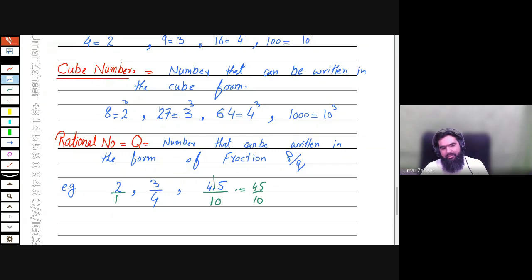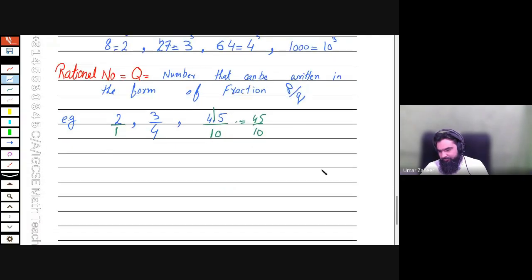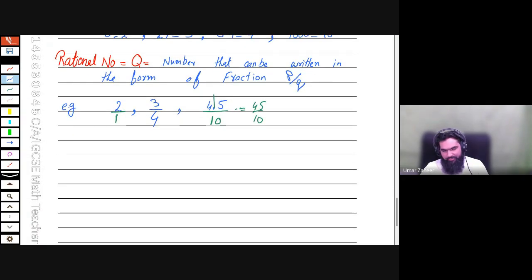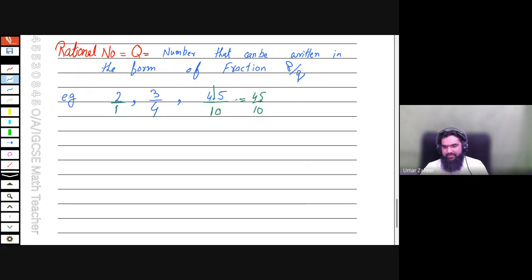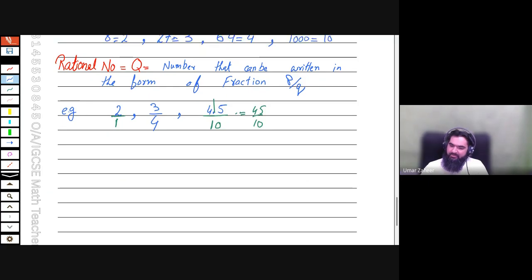So in short, all those numbers that can be written in the form of a fraction are rational. All right. We will discuss in more detail which types of numbers are rational in decimal form, because we have different types of decimal numbers. We'll discuss it. Okay, next we have irrational numbers.